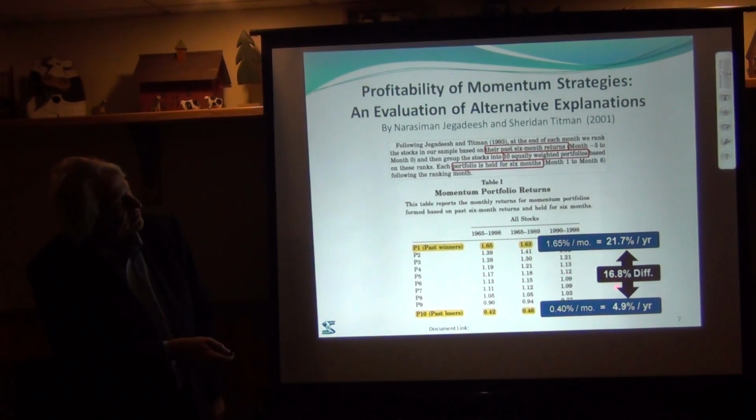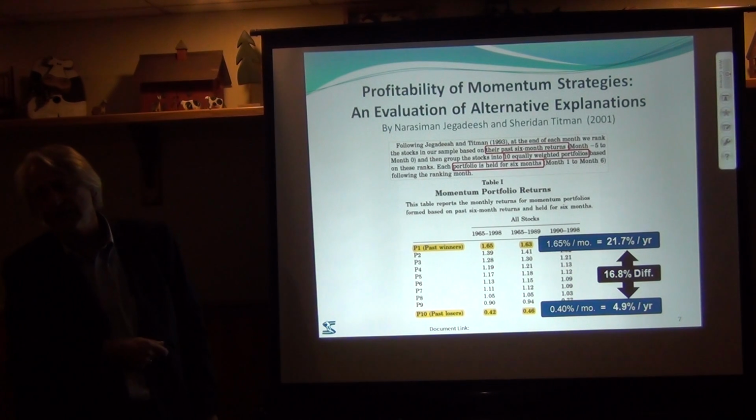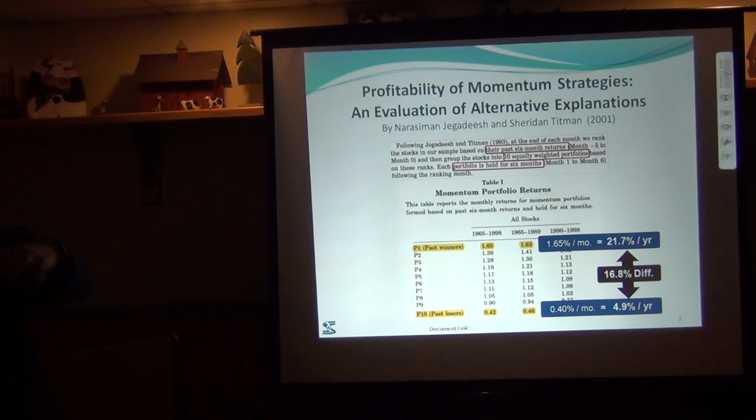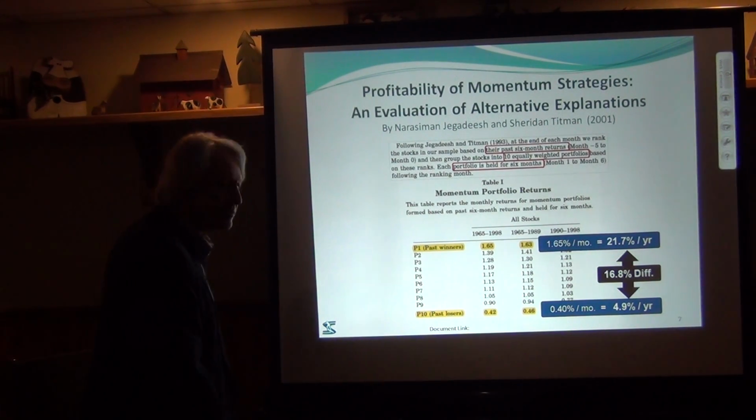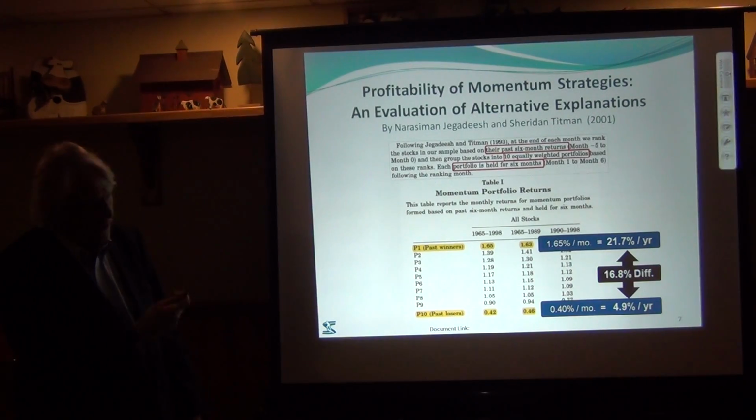You can see there was a fairly significant difference, an average of 16.8% per year difference in return between the top and the bottom. So even the academics agree: there are trends in the market. Next, please.